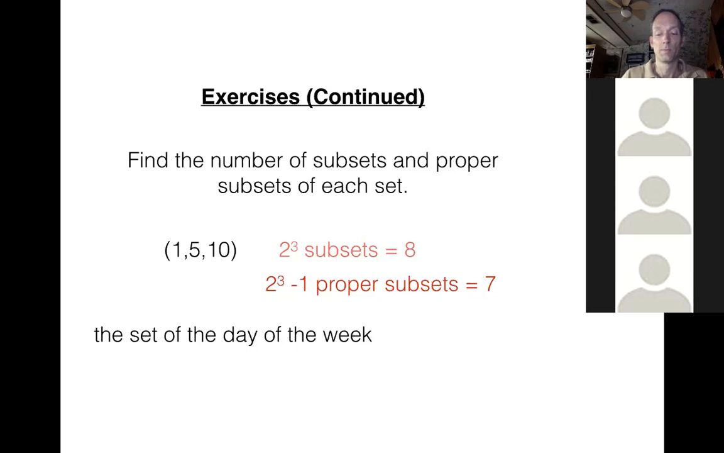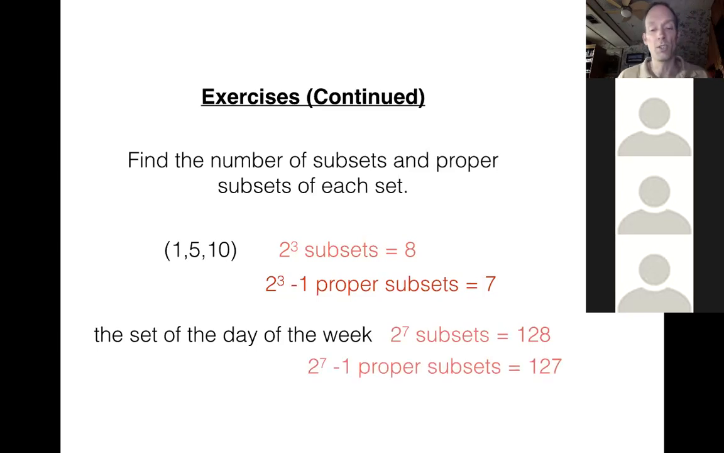I think it's 2 to the 7th, right? Beautiful. Yeah, that's going to give you subsets. How about proper subsets? 127, yeah. Outstanding. You got it one shot.